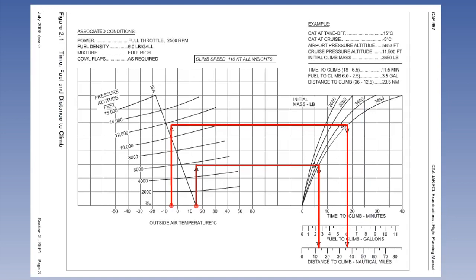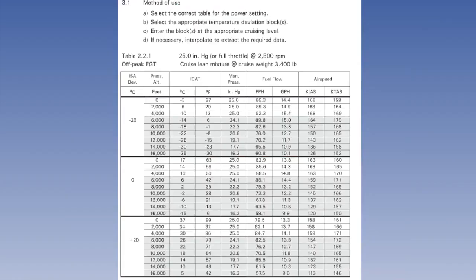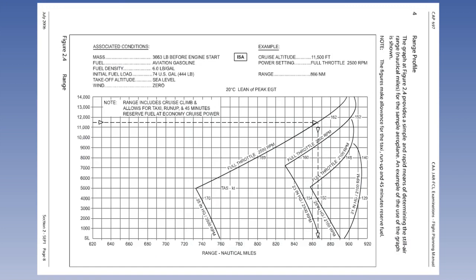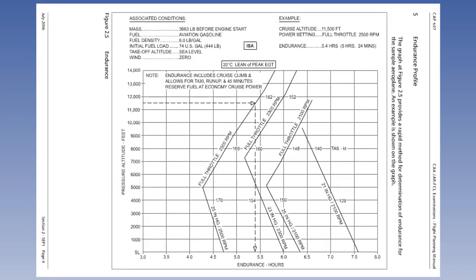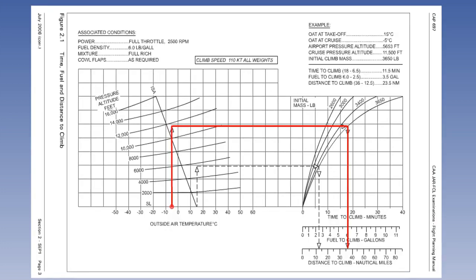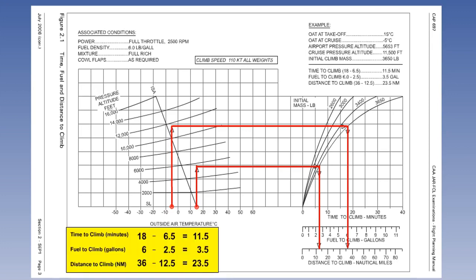There is the climb, the cruise, the range graph, and the endurance graph. If the climb is from sea level to cruise altitude, the use of the graph is fairly straightforward. However, if the departure airport is not at sea level, a theoretical climb from sea level to the airport must be calculated, and the result subtracted from the sea level to cruise altitude climb.